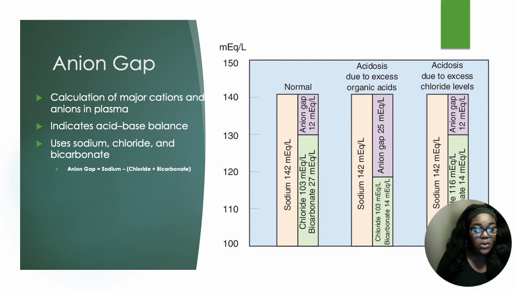So again, just note what that equation is. Again, anion gap is equal to the sodium level minus chloride plus bicarbonate. So you have to add that chloride and bicarbonate together and then subtract that value from the sodium.